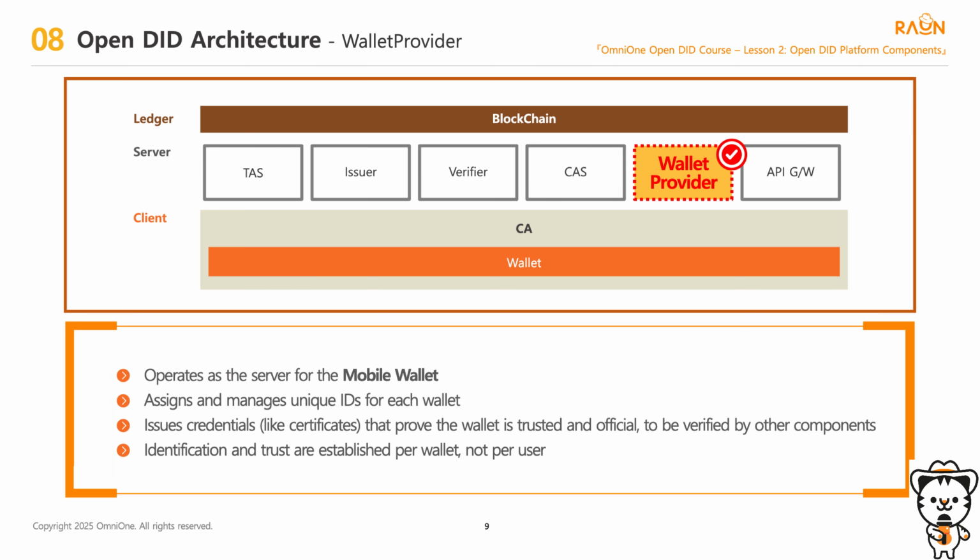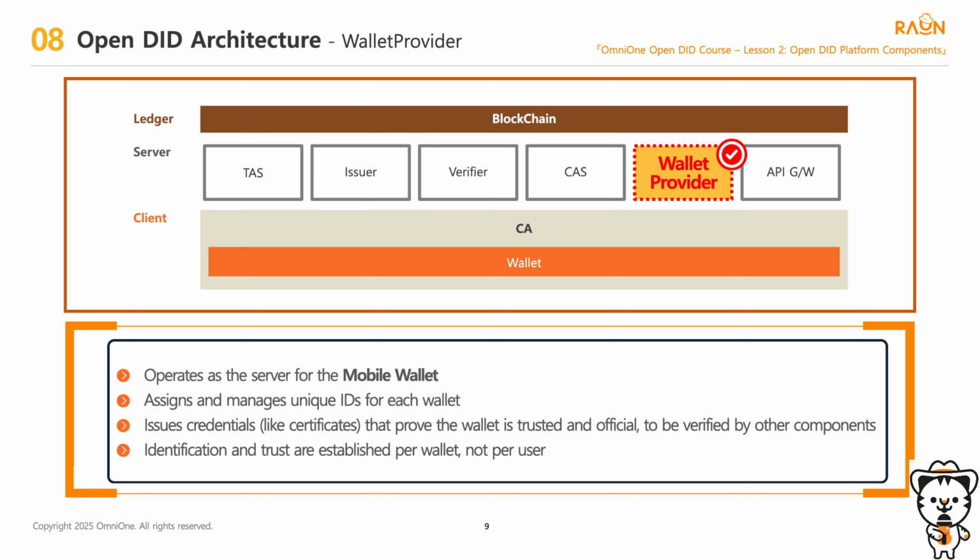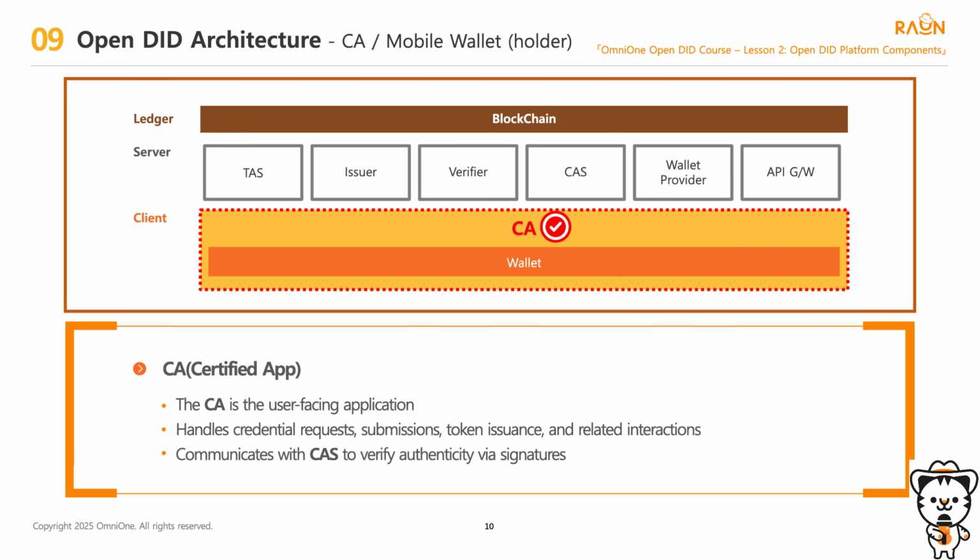Next, let's talk about the wallet provider. The wallet provider serves as the server component for mobile wallets in OpenDID. It assigns a unique identifier, a unique ID, to each user's wallet, and handles its registration and management. Additionally, the wallet server ensures that a given wallet is recognized as an official and trustworthy one. It generates proof of authenticity and reliability, such as digital certificates, and provides this information to other components. One important point here is that the system identifies and verifies wallets, not users. In other words, instead of checking who the user is, it checks whether the wallet itself is trustworthy.